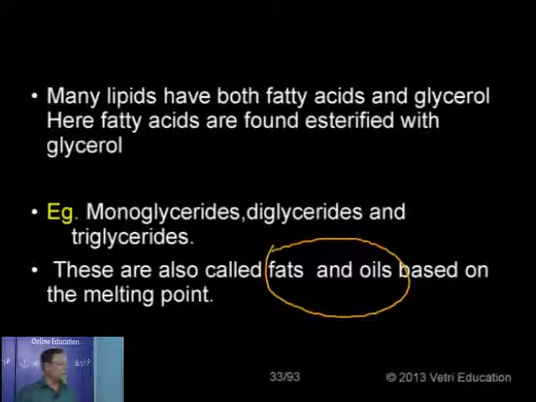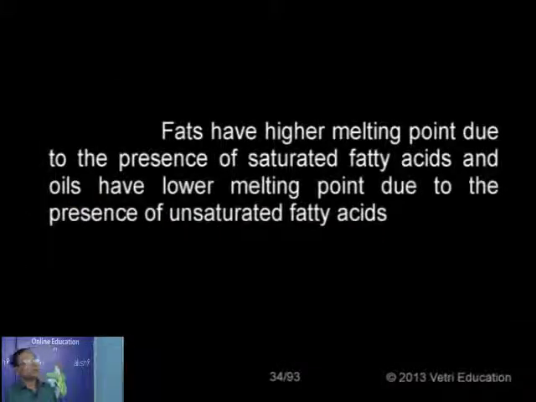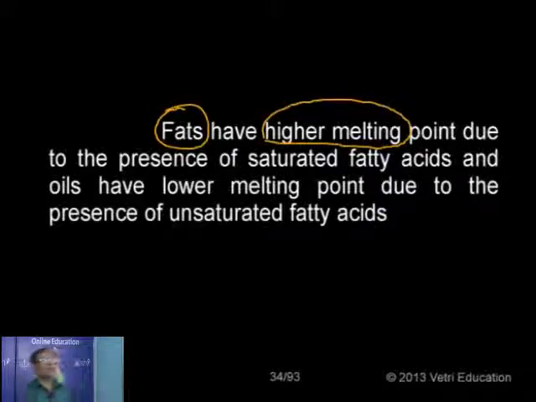Normally fats or lipids have saturated fatty acids, and that is why they have a high melting point. For example, the adipose tissue of the human body. Animal fats, or normally the animal lipids, are called fats. And these fats have a higher melting point. What is the reason? Because all these fats are formed mainly of saturated fatty acids.